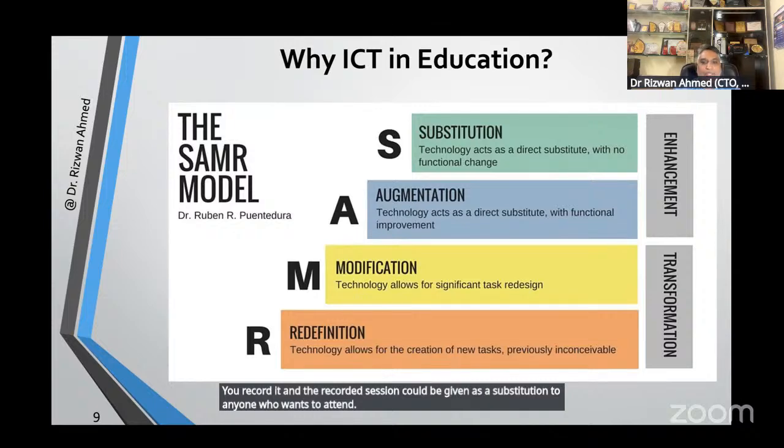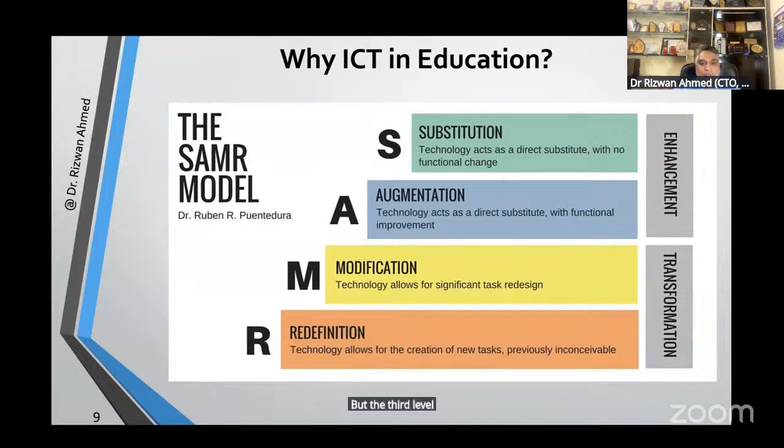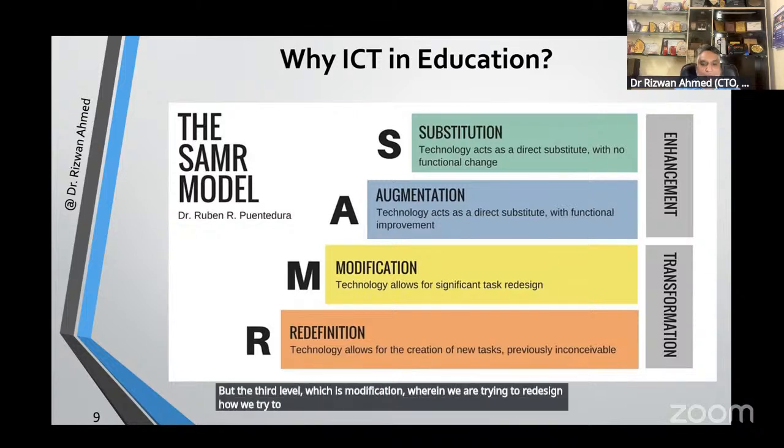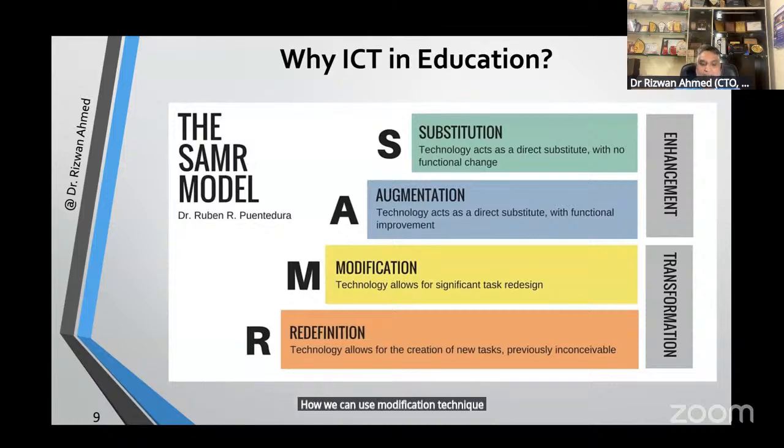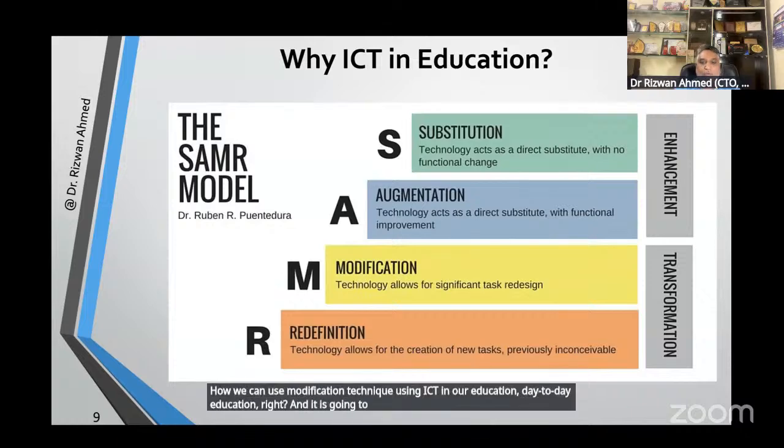Second is augmentation, wherein we make use of technology as a direct substitute with no functional improvement. Again, we are not trying to change anything. It's an as-is replacement of what we are doing currently, in a better way. But the third level, modification, is wherein we try to redesign how we make use of technology. I'm going to show you some examples of how we can use modification using ICT in our day-to-day education, and it is going to completely transform how we do certain things.